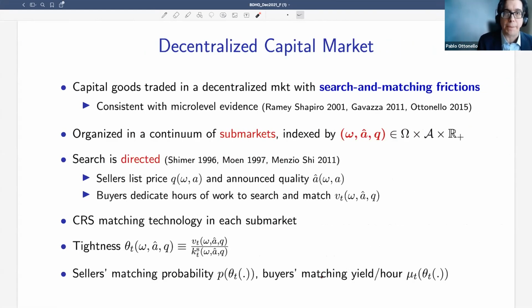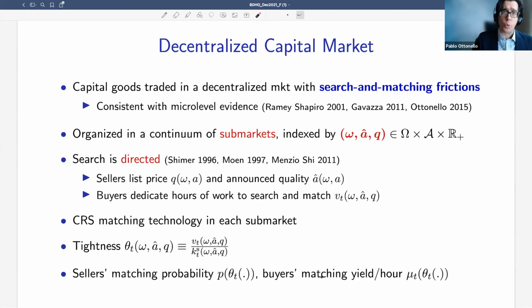Okay, so the capital market is decentralized and characterized by search and matching frictions. We introduce these decentralized capital markets for two reasons. The first is that it's a realistic assumption of capital markets. We have micro-level evidence documenting long delay times for selling capital and patterns consistent with search and matching frictions. And the second is that there is an important mechanism in the model that interacts between search and matching frictions and asymmetric information, as was shown, for example, in the work of Guerrieri, Shimer, and Wright.